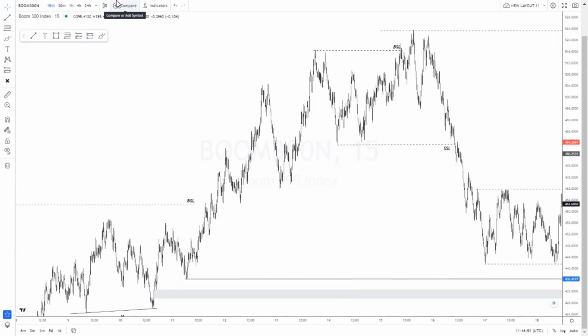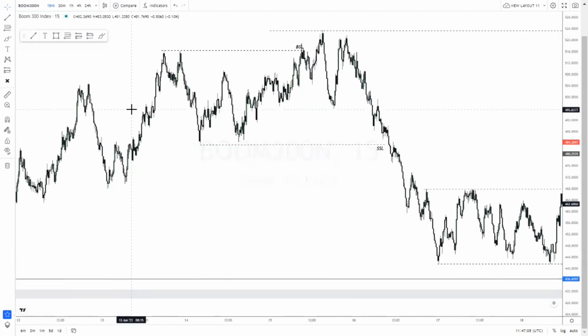I didn't see boom and crash as some kind of alien index. I just saw boom and crash as every other index. I saw the candlestick movement. I saw everything as, okay, this is just any other chart.